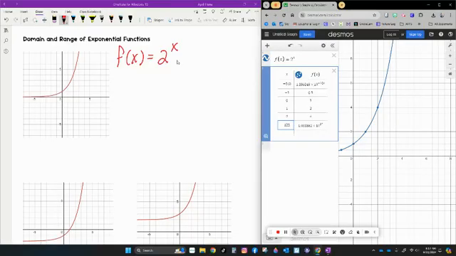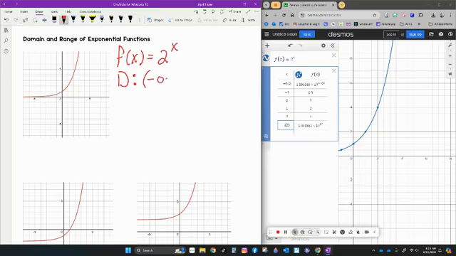So when we write all real numbers for a domain, I'm going to put D for domain, and in interval notation we use a parenthesis, negative infinity, comma, positive infinity, close parenthesis. Now we use a parenthesis because numbers don't ever actually reach infinity. Infinity is not a number. Infinity is a concept of we get closer and closer and closer. We think we're getting to the highest number, but there's always going to be one more. So for that reason, since we don't actually reach infinity, we use parentheses.